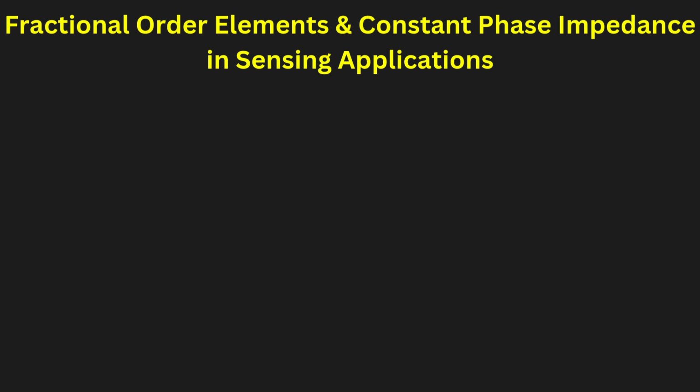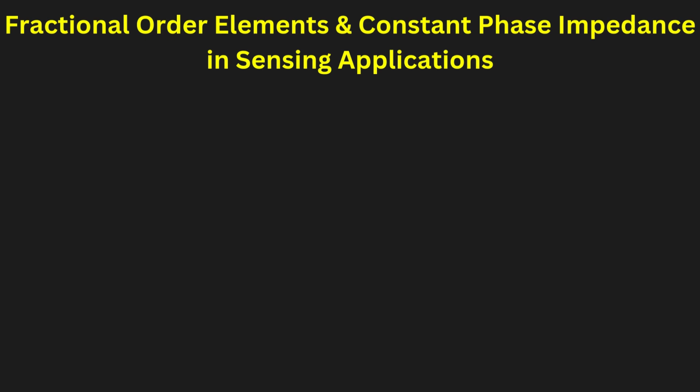So now, fractional order elements and constant phase impedance in sensing applications. Fractional order elements are advanced sensor components that exhibit behavior between the resistor, capacitor, and inductor. They provide constant phase impedance, meaning their impedance remains stable across different frequencies. This property is particularly useful in applications requiring long-term stability and precise signal processing.